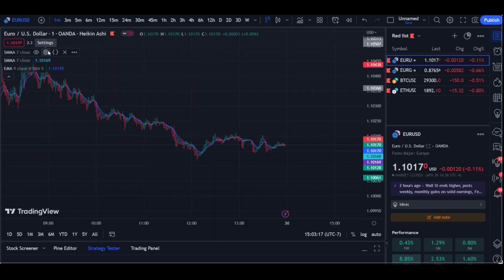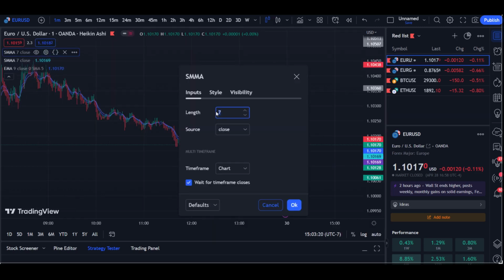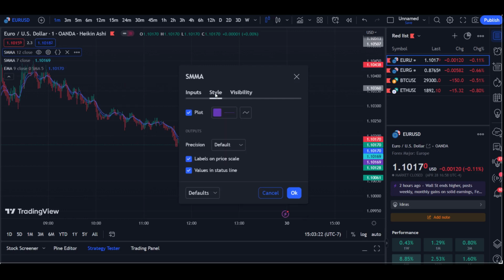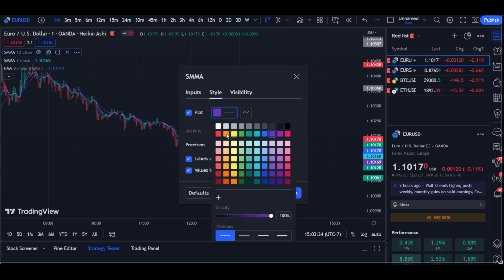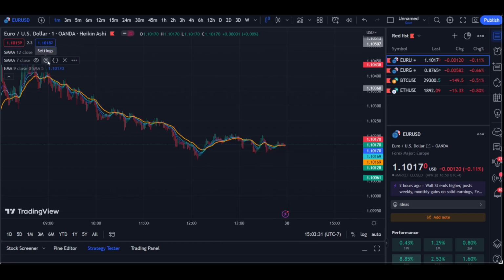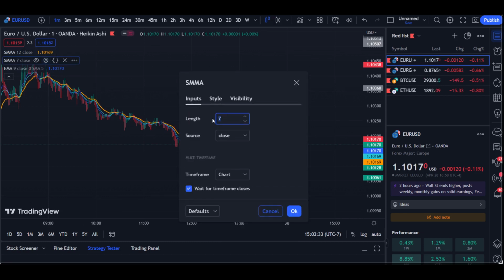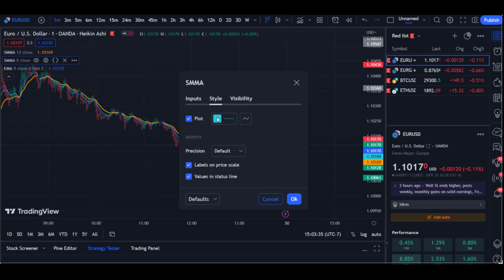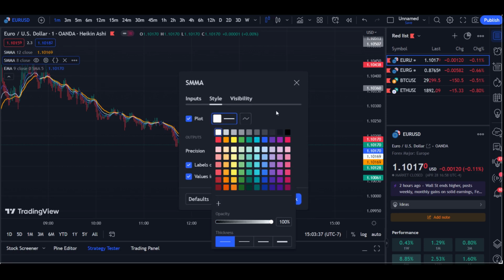So on the first SMA, go on over to settings. On the length, we're going to change this to 12. We're also going to change the color. You can leave it to your preference, but I'm going to have mine be orange for now. On the second SMA, we're going to go to input. We're going to change the input to 8. And I'll also be changing the color to white.